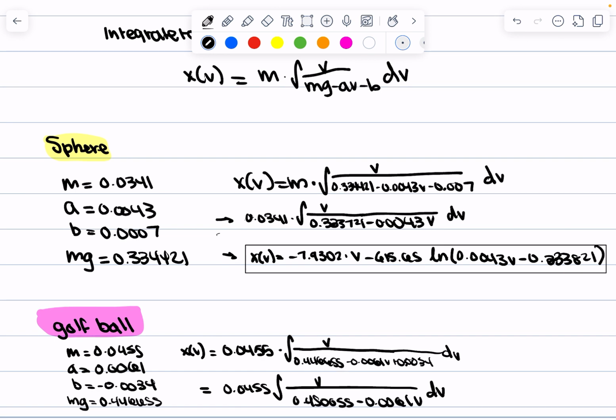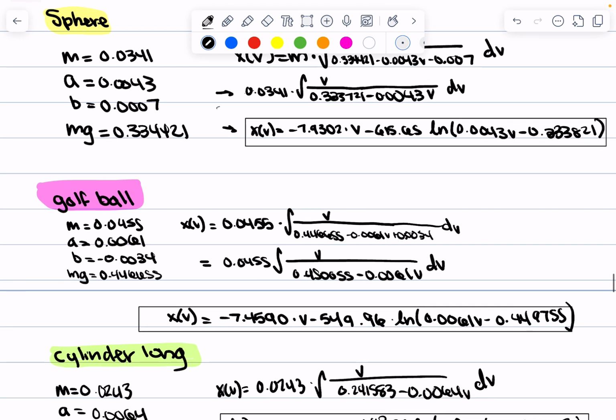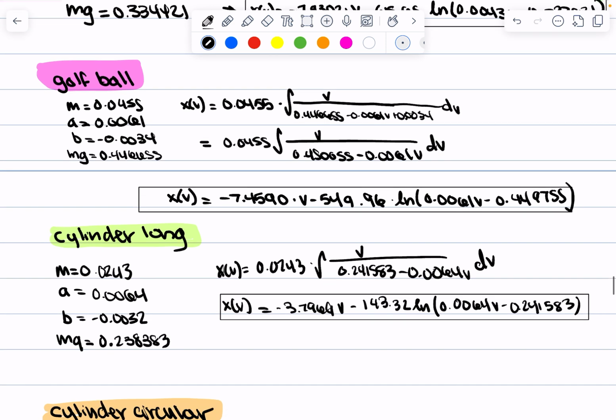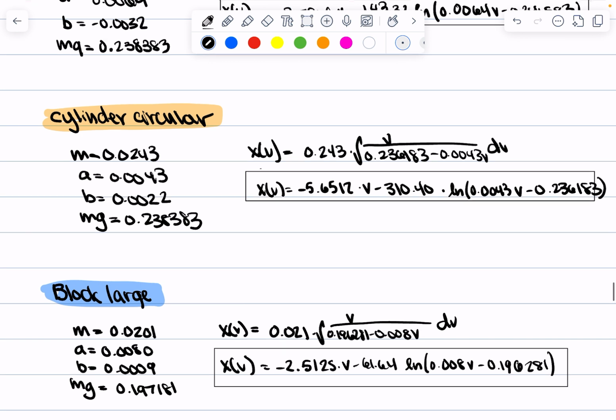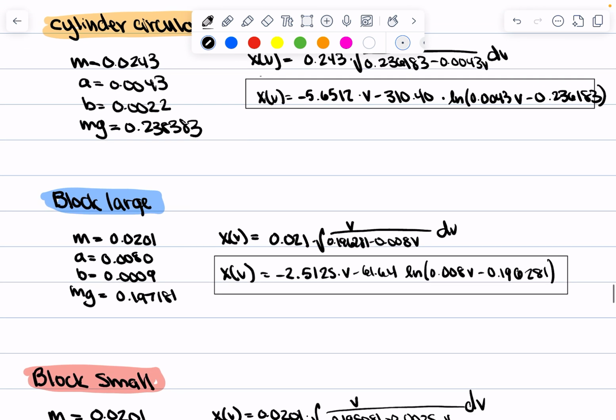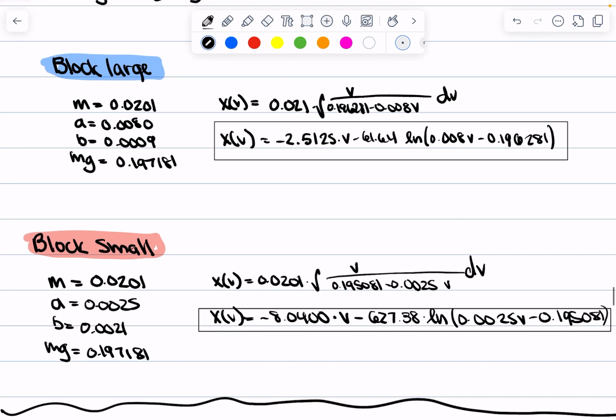So this is for sphere, golf ball, cylinder, the other orientation of the cylinder, large face of the block, and the small.